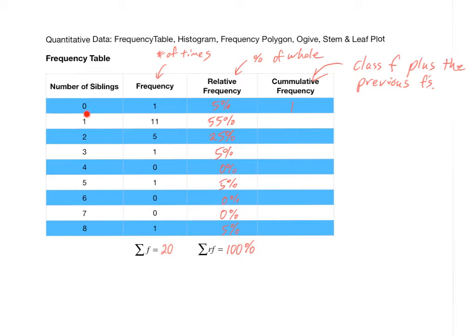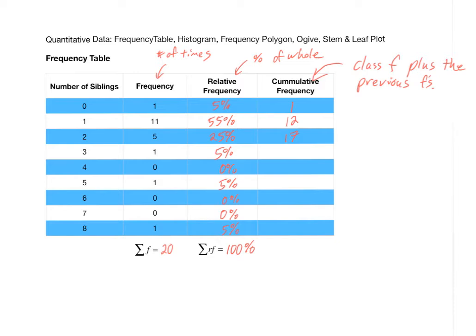Then for the second class, for having 1 sibling, there were 11 students, a frequency of 11, plus you want to add to that the previous ones for 0 students. 11 plus 1 gives us a cumulative frequency of 12. Then for this third class, where the number of siblings is 2, that frequency is 5, but you want to add to that the previous 2. 5 plus 11 plus 1 gives us a total of 17.